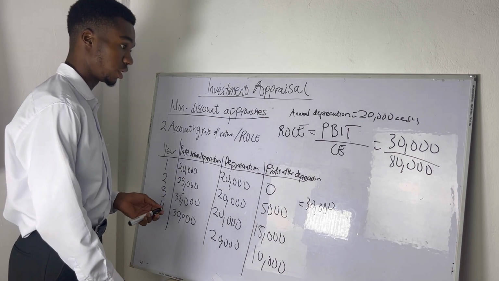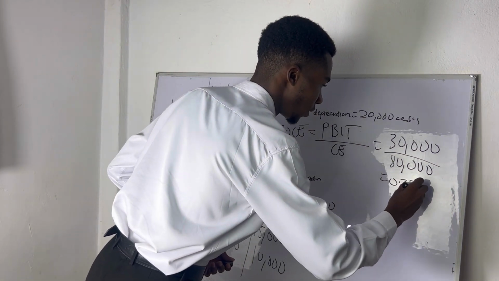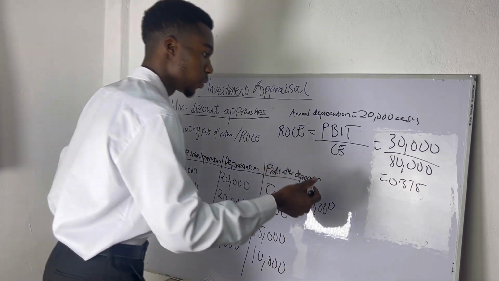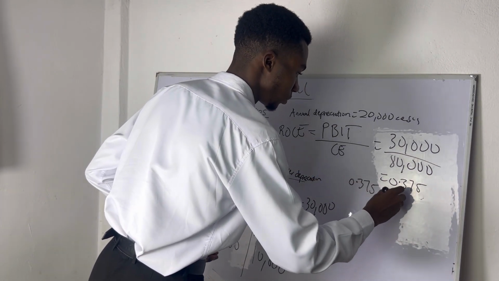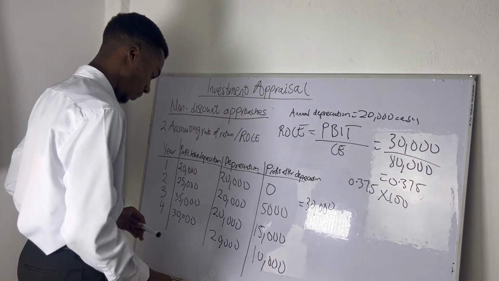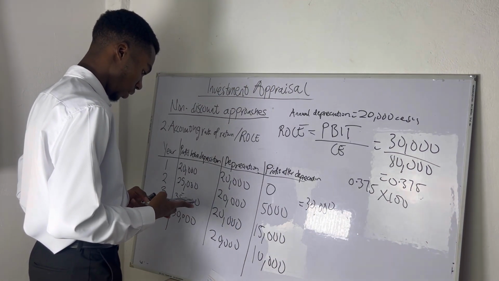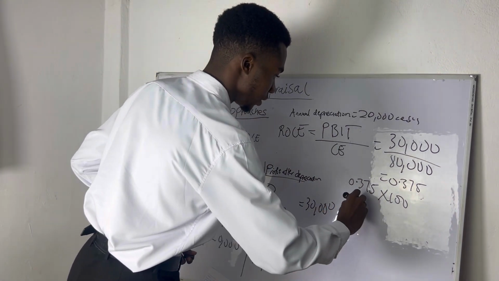We're getting 0.375. And this one is always calculated in percentage because it's a rate. So 0.375 times 100, and let's see what you are getting. 0.375 times 100, you're getting 37.5%.